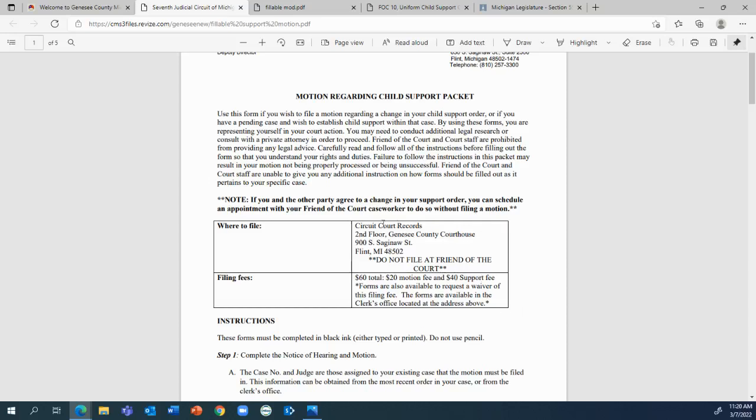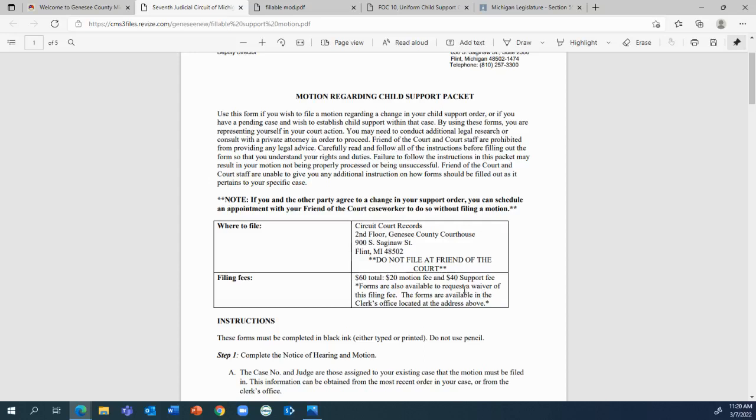So if you're going to file the motion packet, you're going to need to file that at the clerk's office, big courthouse, Cannons out front. There is a filing fee associated with filing a motion, which is different than filling out the modification packet, which can be done for free. But if you are going to go the motion route, there could be a cost associated with it.